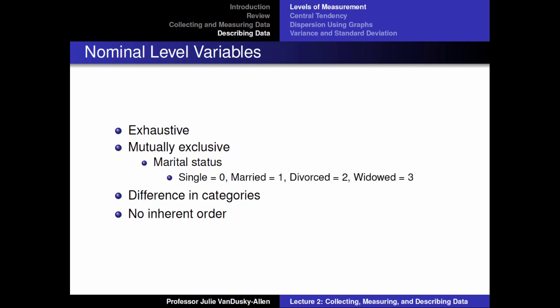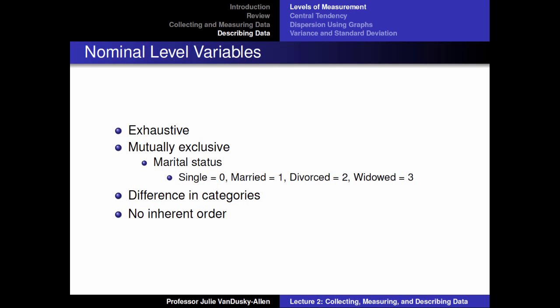In a nominal level variable, we divide our subjects into different categories. The categories are exhaustive in the sense that we included all possible categories. The categories are also mutually exclusive. If a subject in our dataset can fit in one category, they cannot fit in another category. For example, if we wanted to measure someone's marital status, we can place them in 4 potential categories: single 0, married 1, divorced 2, or widowed 3. The variable includes all possible categories, and a subject cannot be in more than one category.